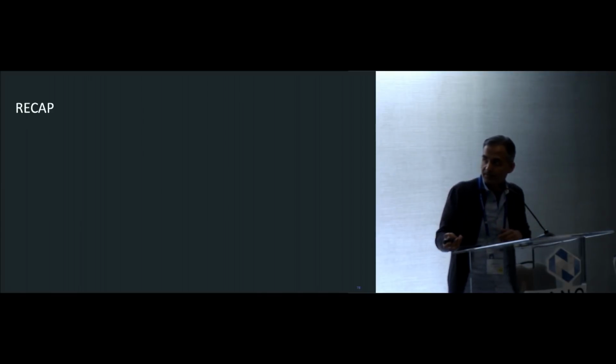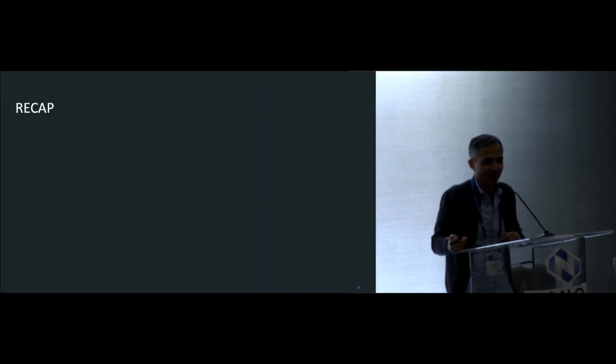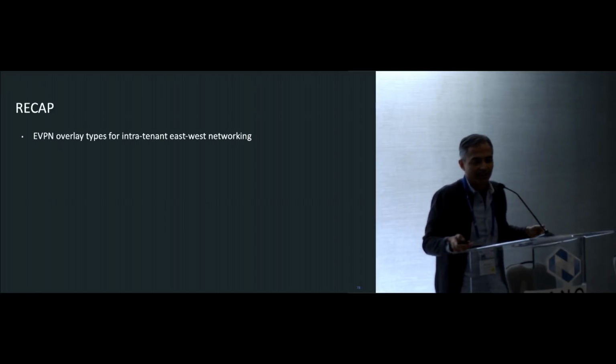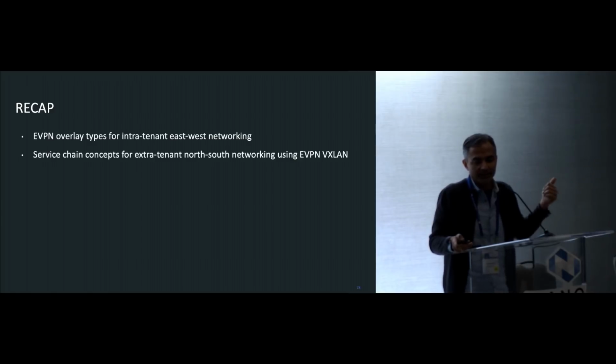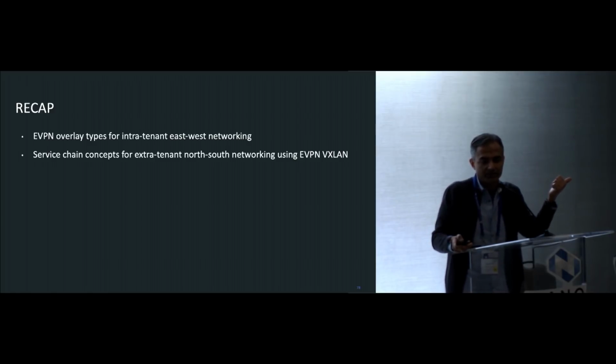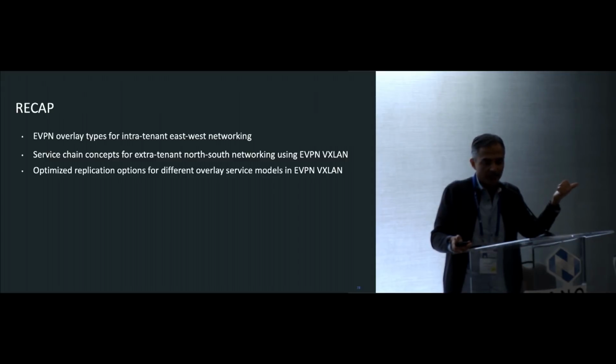And that's the end of the tutorial. Recap. We talked about the 4 overlay types for east-west networking, service chain concepts for extra-tenant communication. We talked about optimized replication options in EVPN.